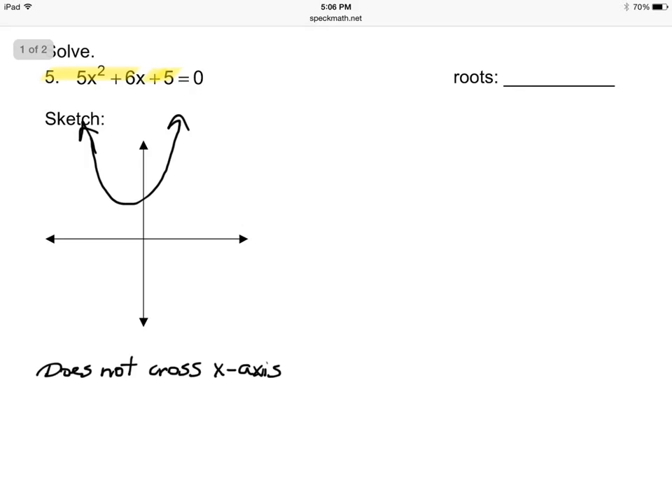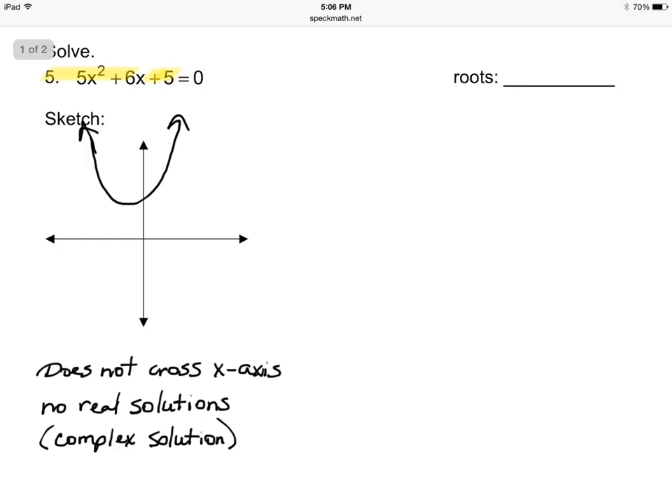When that happens, there are no real solutions to your equation. It never touches, it never crosses the x-axis. That means you're going to have a complex solution. And when you have a complex solution, you're going to have i in your answer. So let's go and see what we end up with.